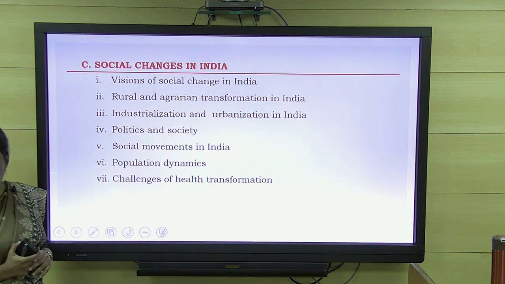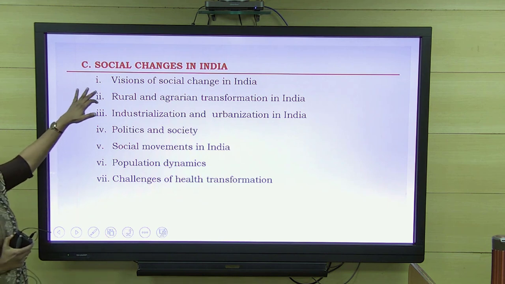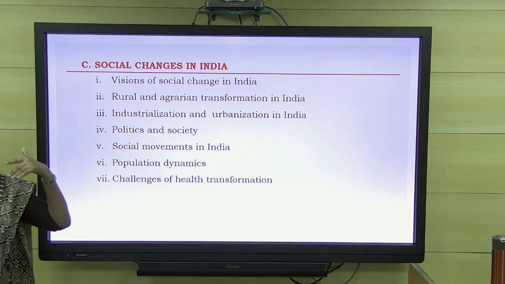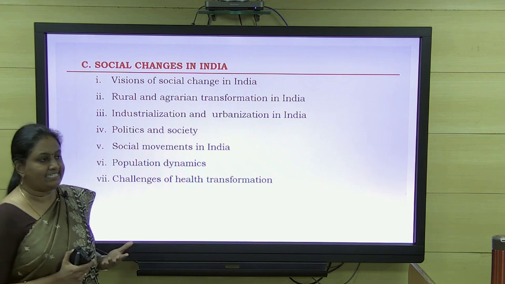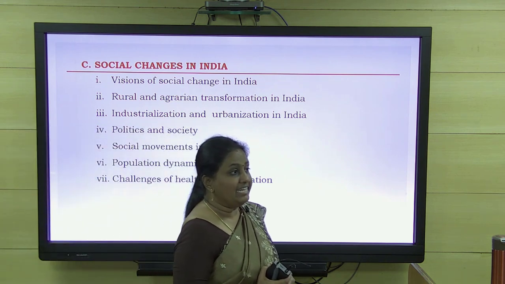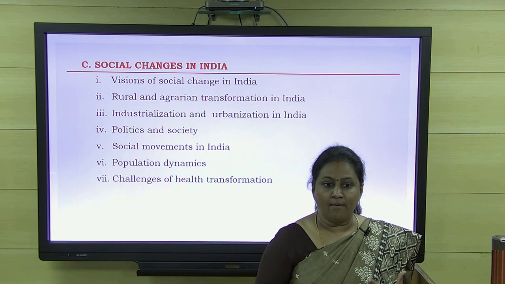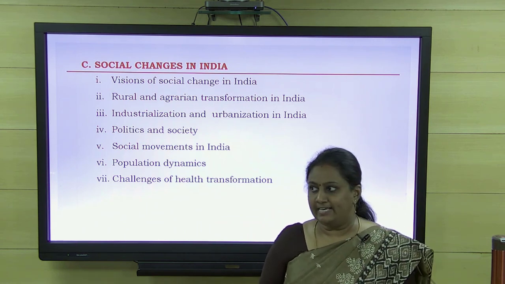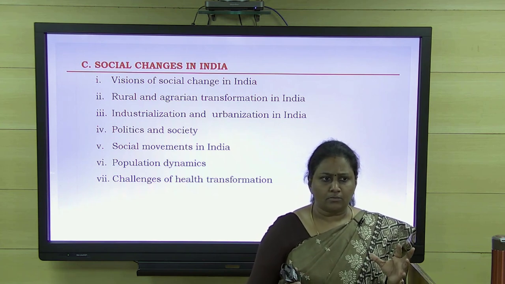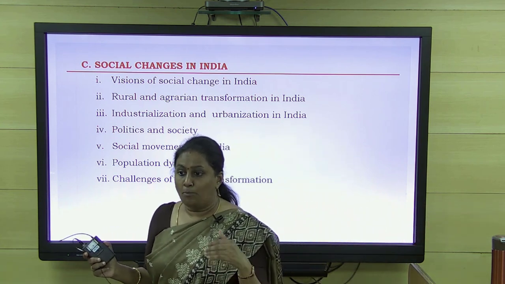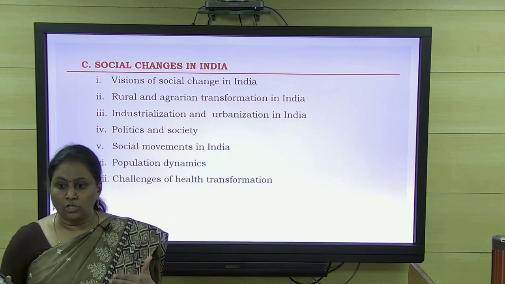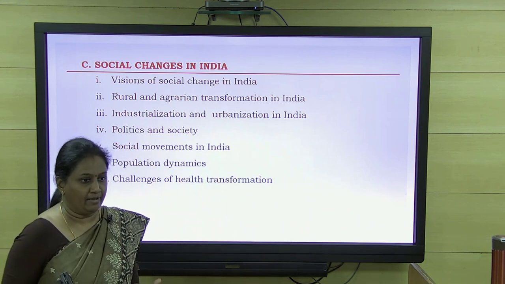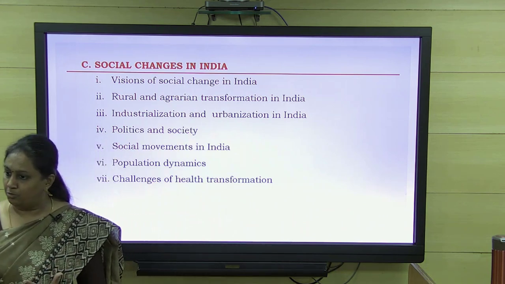This is the last portion that you have. Vision of social change. So, creating some legislations. Let us take for example, we created a legislation called MTP, Medical Termination of Pregnancy Act. So, in a society, we found that over a period of 50 years, population we wanted to control. So we asked people to do family planning. We started this right from 1952.